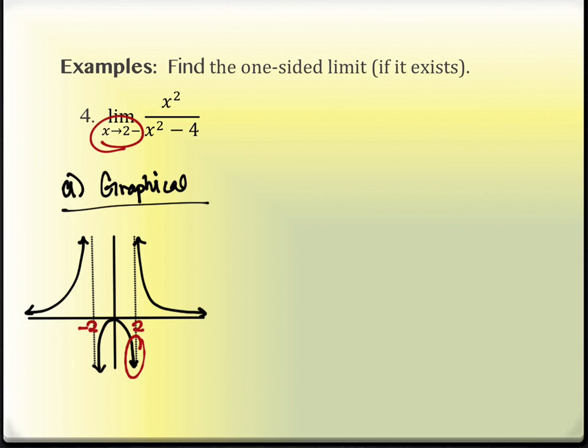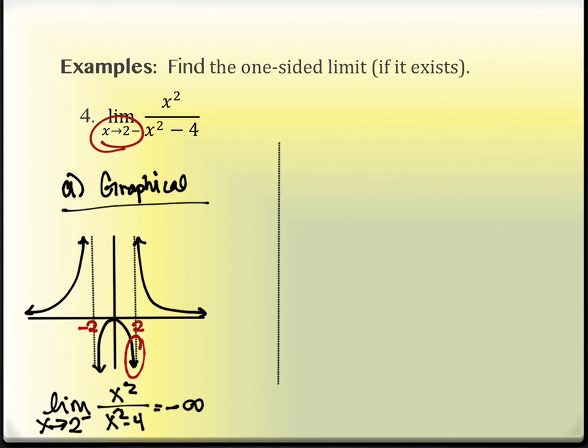This portion right here that I've circled is where we are on the graph. It's the value 2, but on the slightly left-hand side. What value are we approaching in this area of the graph? Negative infinity. So this limit, as x approaches 2 from the left, oh, it doesn't give it a name, so I'll just write it out, of x squared over x squared minus 4 is negative infinity. Okay, makes sense? Wonderful.